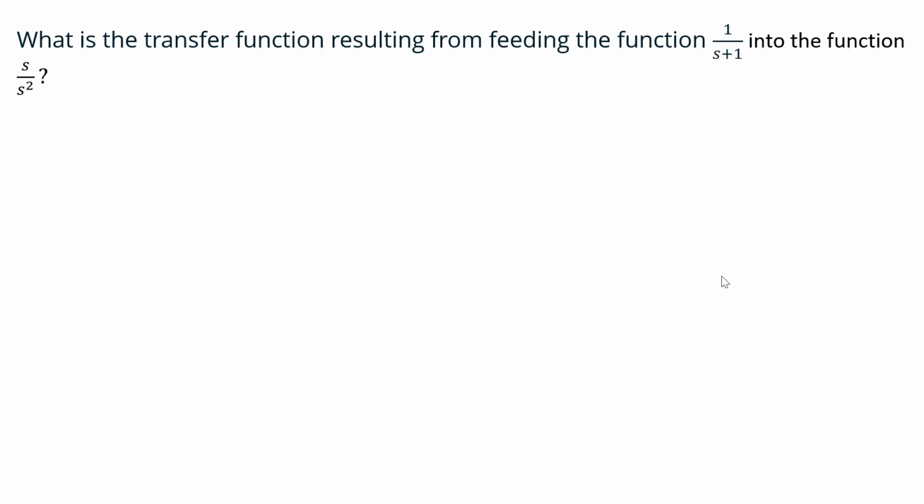Exactly. Okay, what's the transfer function resulting from feeding the function 1 over s plus 1 into the function s over s squared? Well, the transfer functions are cool. You just multiply them together. So if you want to feed one into another, you just do this. The problem is, though, that if you ever take a control theory course or a more advanced controls course, they might cover this, but only on the first day of class, because this is only a 1 input, 1 output transfer function, and most practical control systems have multiple inputs, multiple outputs. But this just shows you a simple, 1 input.